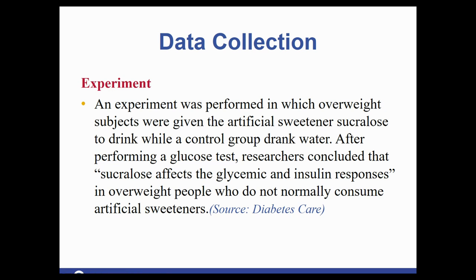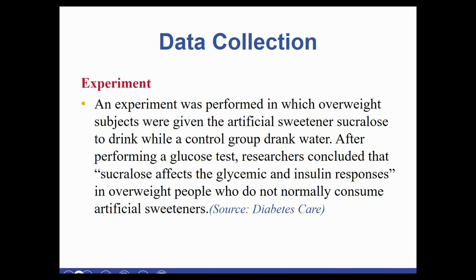An experiment, this is an example. An experiment was performed in which overweight subjects were given the artificial sweetener sucralose to drink while a control group drank water. After performing a glucose test, researchers concluded that sucralose affects the glycemic and insulin responses in overweight people who do not normally consume artificial sweeteners.